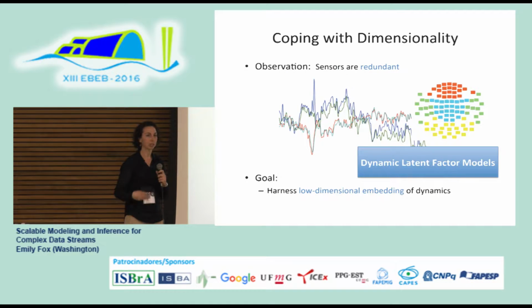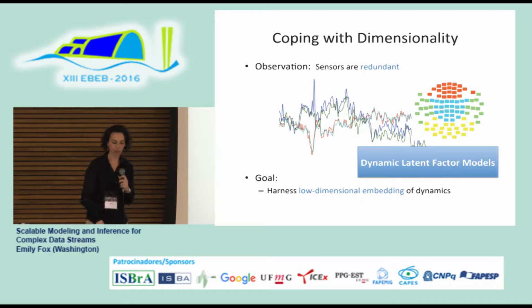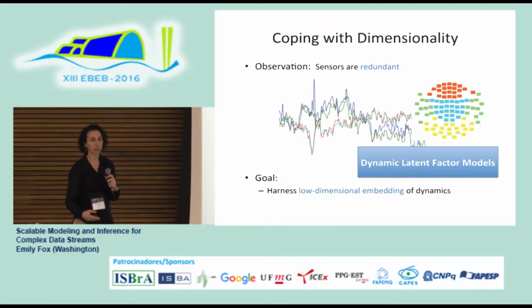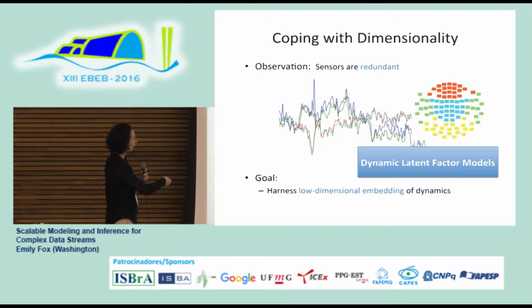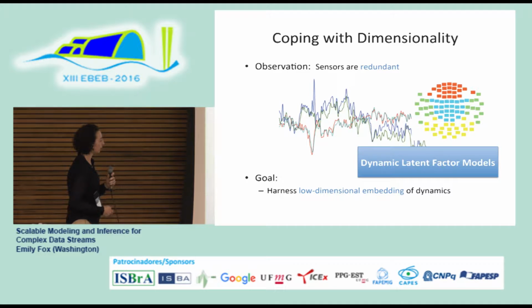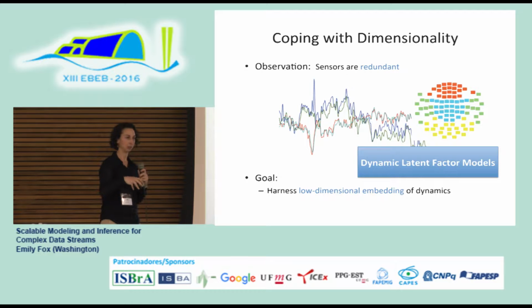Okay, so let's start by just thinking about scaling up to high dimensions. And the first observation we make here is the fact that these sensors are in essence providing redundant observations. So here I'm just showing a picture of 4 different sensor recordings over time. And we can clearly see the very strong correlations here. And what this motivates is thinking about embedding these high dimensional observations in a lower dimensional subspace. And so this relates to an idea called dynamic latent factor modeling.